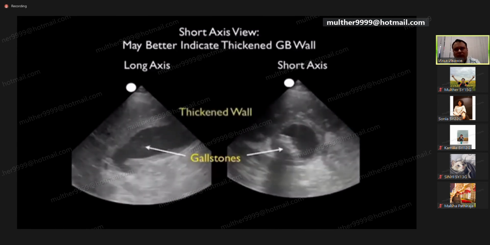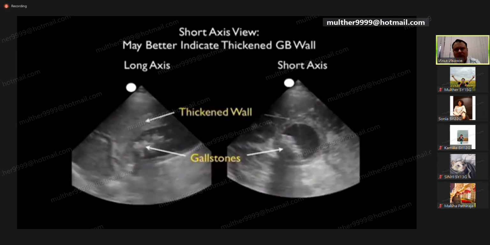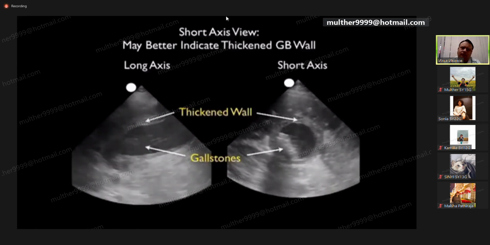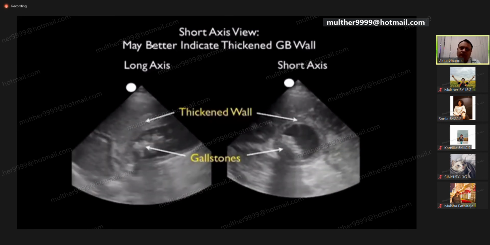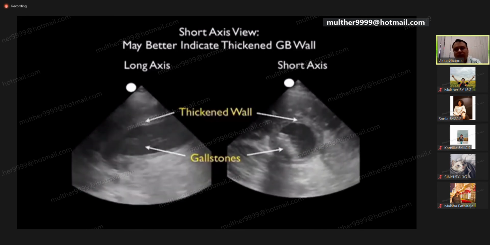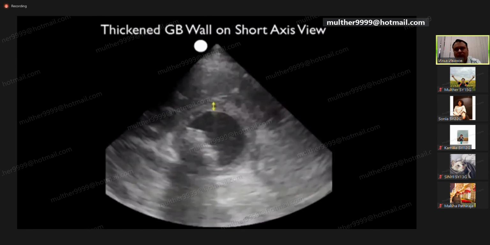This shows that it's important to image the gallbladder in both long and short axis configurations, as I think on these two video clips the gallbladder wall anteriorly is better seen on the short axis view to the right. And we see here a concretion of gallstones within the gallbladder lumen and a thickened anterior wall of the gallbladder. This patient also had a positive sonographic Murphy's sign.